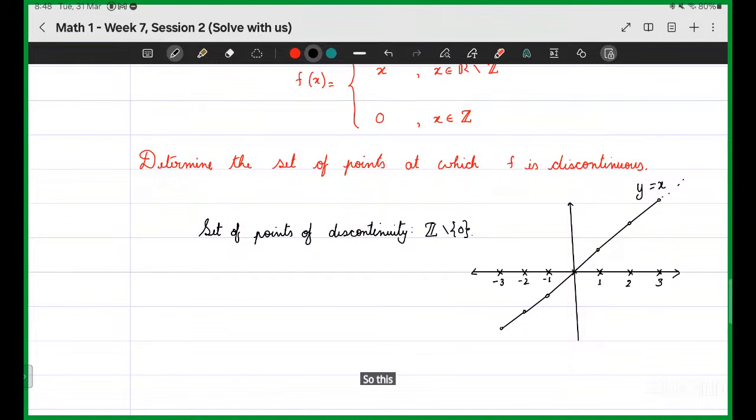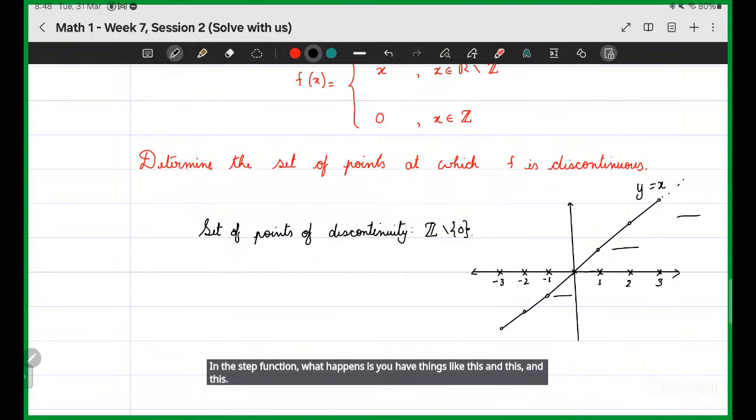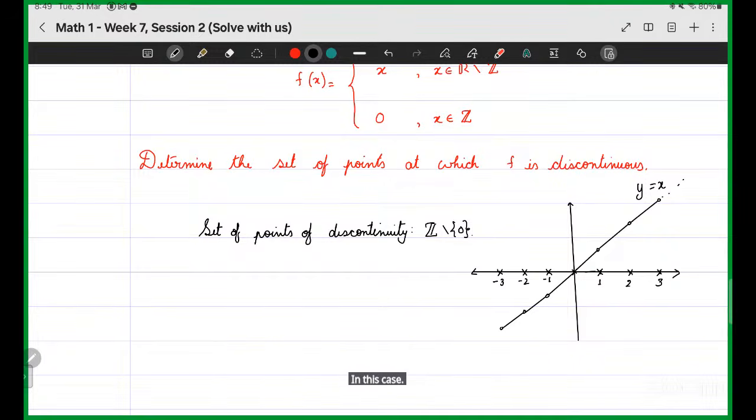So this is not quite the step function. Someone else was saying step function. In the step function, what happens is you have things like this and this and this. It's constant in between the points of discontinuity. In this case, it is actually increasing, right?